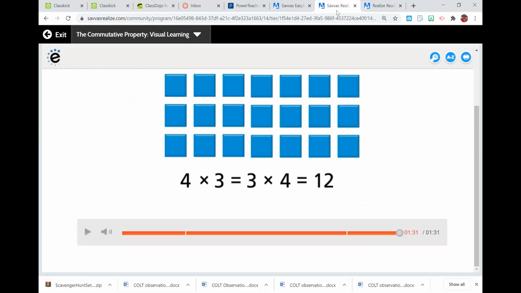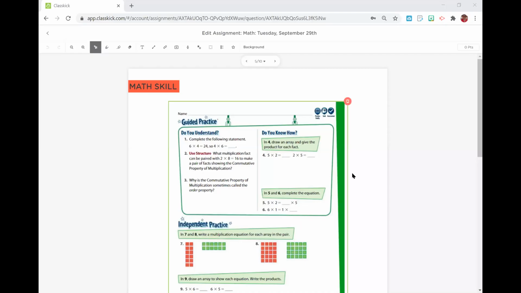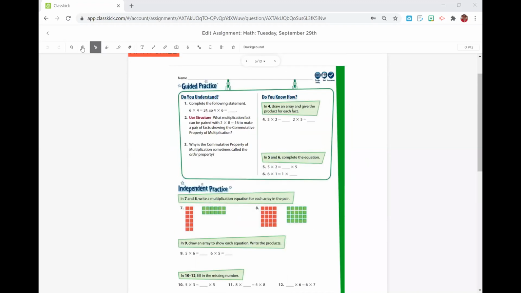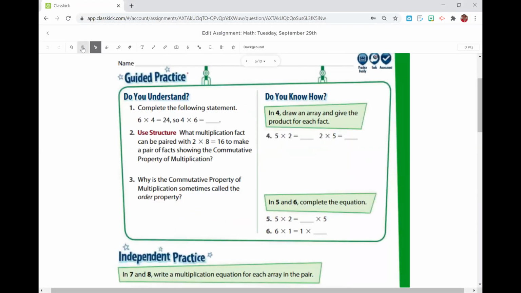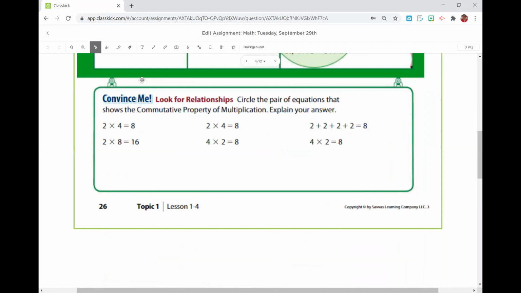Let's keep looking at this in our activities for today. On page number 27 in your book or on your class kick, let's look at completing the number. Actually, let's do the convince me today because I think this will be really helpful for us. Convince me at the bottom. Circle the pair of equations that show the commutative property of multiplication. Remember, you can switch the factors and they equal the same.